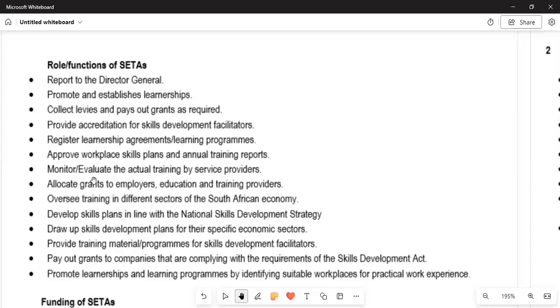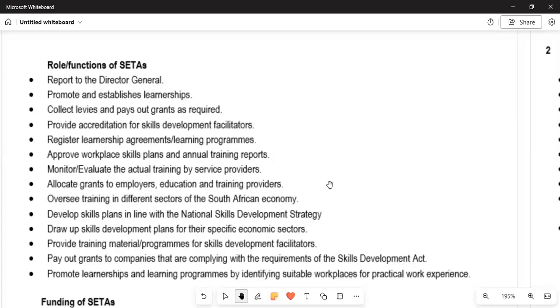Also, SETAs allocate grants to employers, education and training providers. The grants that you have talked about, for you to qualify to get a grant, it is only whereby you have paid what? The 1% that you have talked about, that is paid by who? By the employers. So who's going to allocate those grants? The SETA, to those training providers.